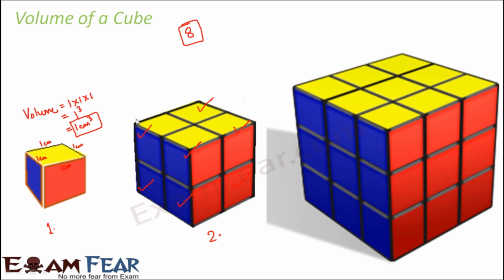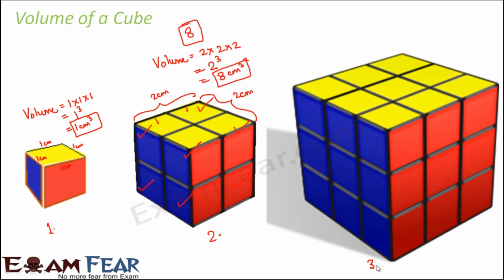Why? Because now the length of each side is not 1 centimeter. Instead, it is 1 plus 1, that is 2 centimeter. So the length of each side of this cube is 2 centimeter. So what would be the volume of this cube? The volume of this cube would be 2 into 2 into 2, that is 2 cube, which is equal to 8 centimeter cube.